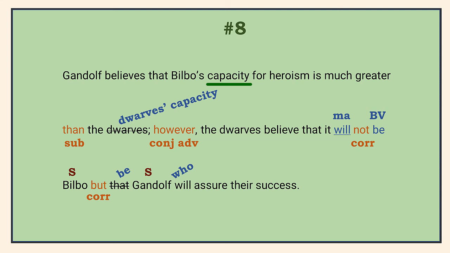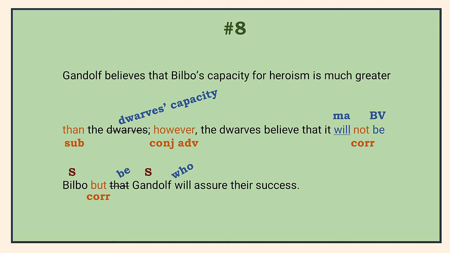Gandalf believes that Bilbo's capacity for heroism is much greater than that of the dwarves. Greater is in the correct degree because the writer is comparing Bilbo's capacity to the collective capacity of the dwarves. There are two capacities involved, so the comparative degree is correct.